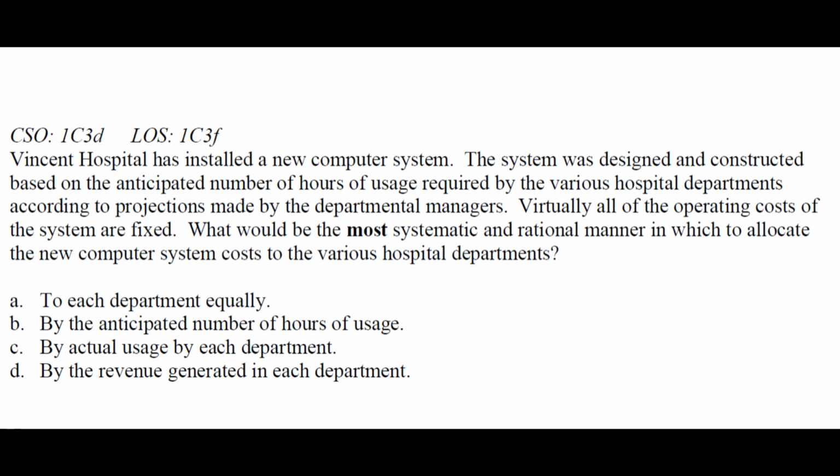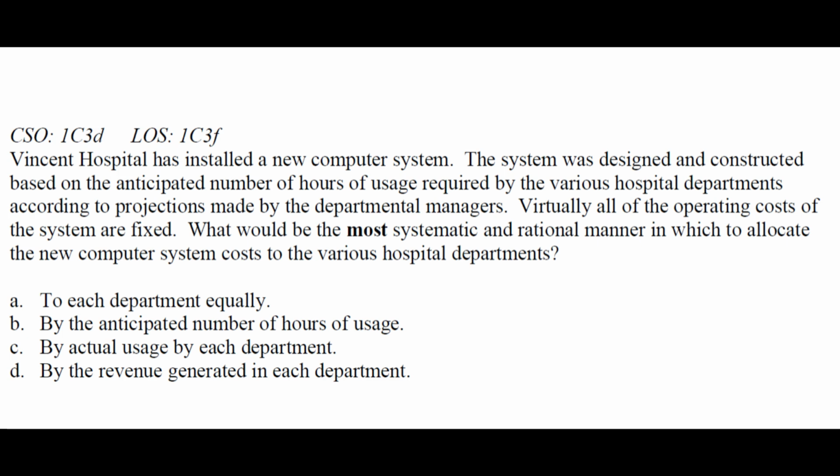Departments are held accountable for the usage they planned, encouraging realistic forecasting during the budgeting process. Departments are not discouraged from using the system efficiently after installation. If costs were allocated based on actual usage, managers might avoid using the computer system, even when beneficial, to reduce allocated costs, leading to dysfunctional behavior. Since the computer system's costs are largely fixed, actual usage does not significantly change total cost. Therefore, allocating costs based on anticipated usage provides a more rational and equitable distribution while promoting effective planning.